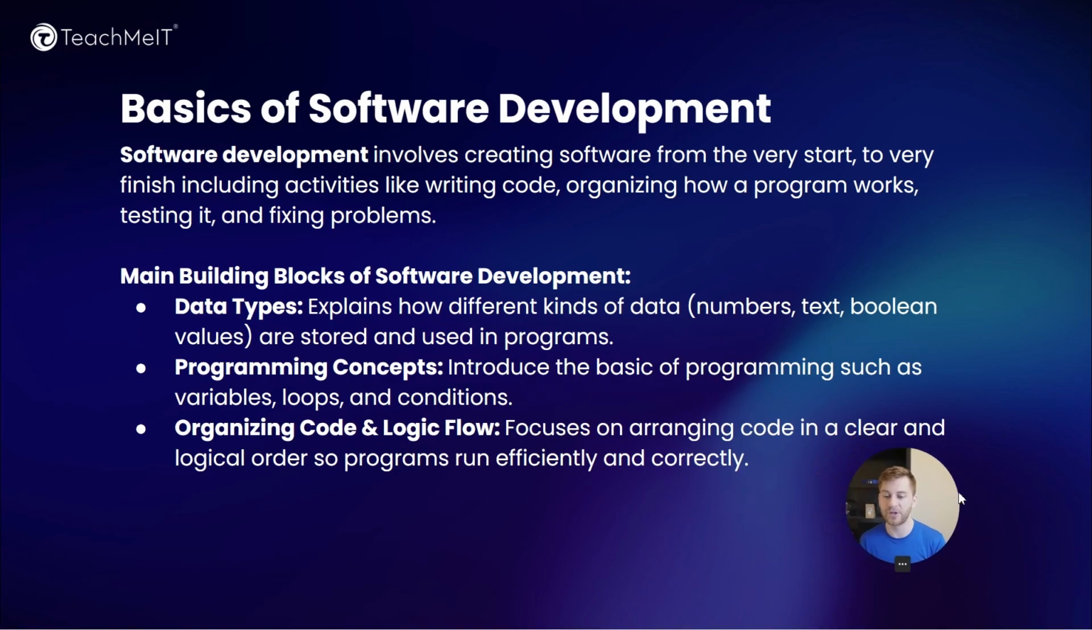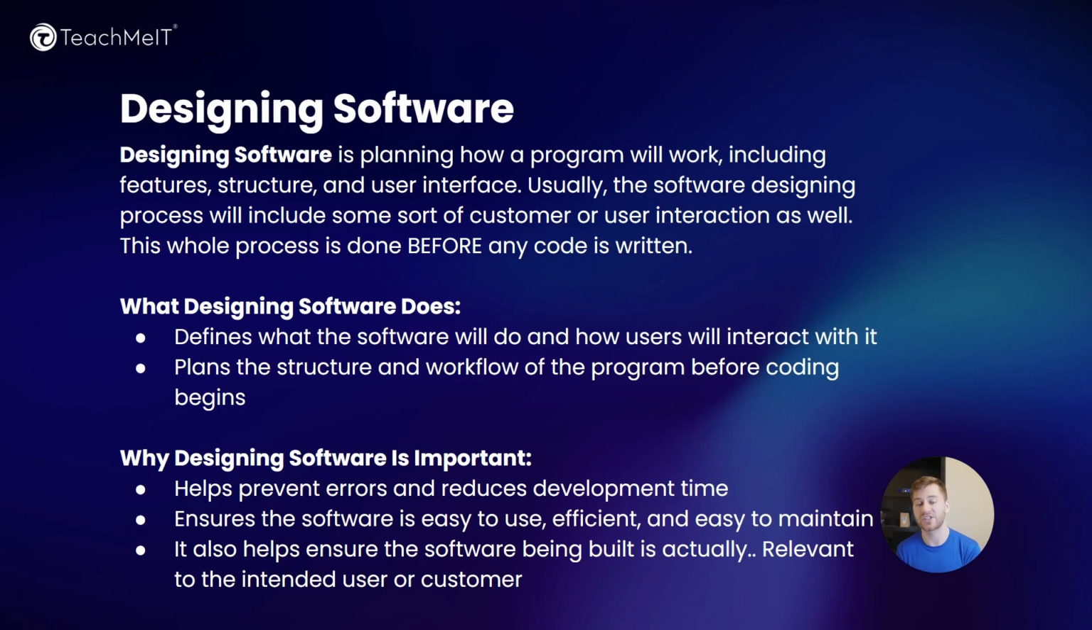So here's some main building blocks of software development. First is data types. These explain how different kinds of data, such as numbers, text, values, are stored and used in different programs. There's also programming concepts. So this is introducing the basics of programming, such as variables, loops, and conditions. Lastly, we have organizing code in our logical flow. This focuses on arranging our code in a clear and logical order and way of operating so that our programs run efficiently and correctly.